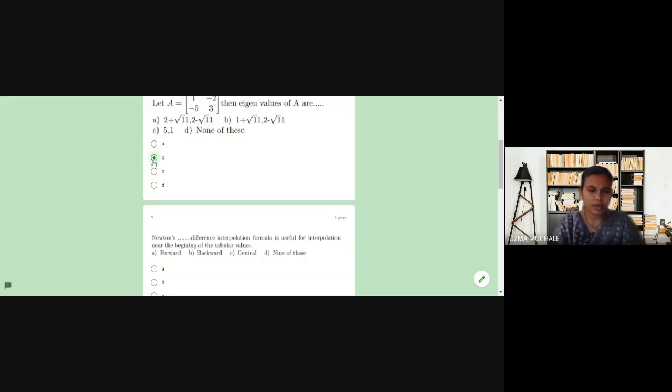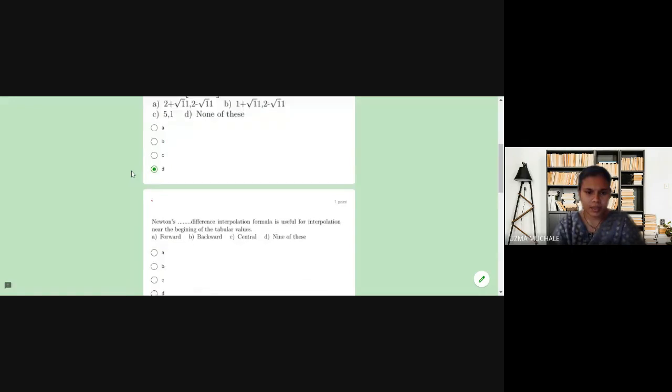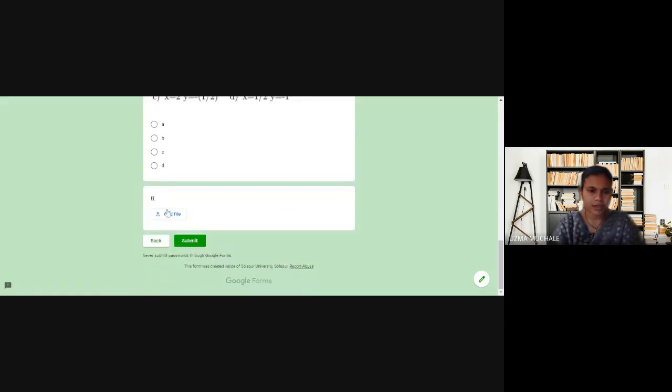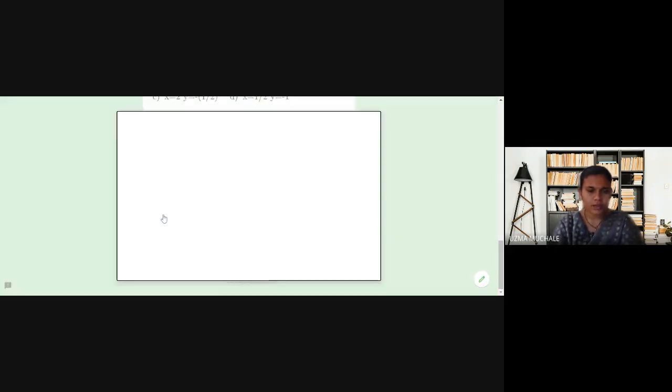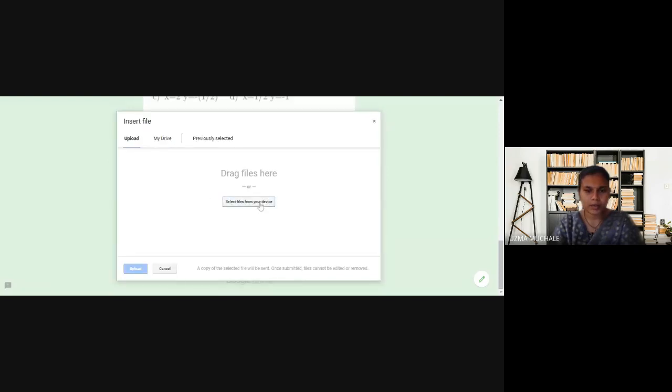Suppose you want to click B, so this will be the B answer. Correct? You can select any answer. The last one is a written question. Suppose I have asked a question for Euler-Lagrange. Here the option is there to add a file. If you want to add a file, you can choose a file from here. Upload a file means select from your device. You can do this on your mobile phone also.